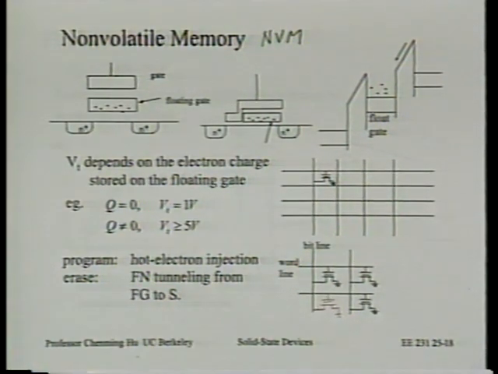Good. So the verification is an integral part of programming. So now you have seen programming. You're seeing how this programmed information can be stored, and you have seen how we can read that information. Now what about erase? How do you then erase the information from this floating transistor?